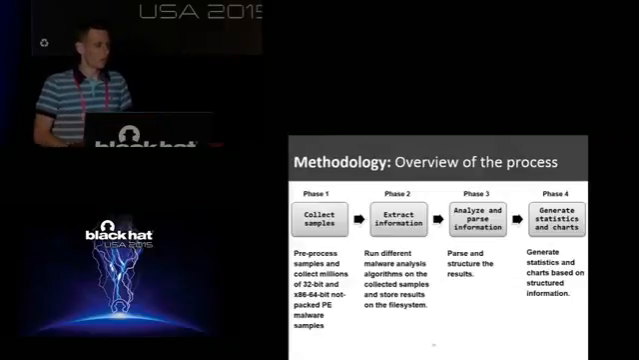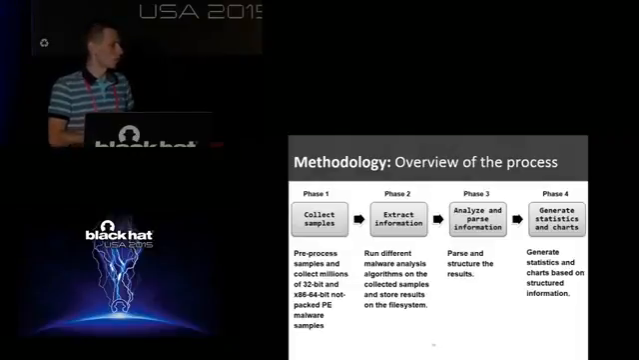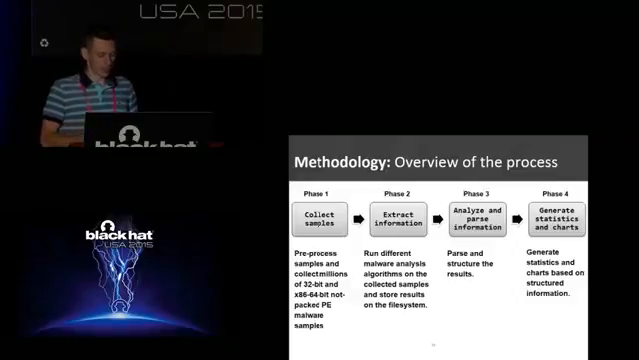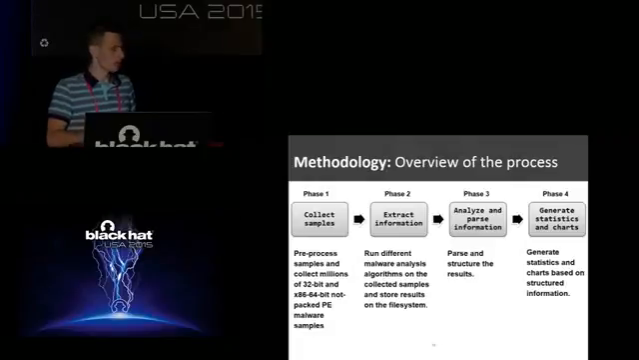This is a brief overview of the process. We have several phases, let's say 4 phases here. In the first phase, we were collecting samples. What does collecting samples mean? We had samples from multiple public sources, and the idea was to obtain 2 million samples which meet our requirements. It means that they're Microsoft Visual C++, 32-bit or 64-bit.